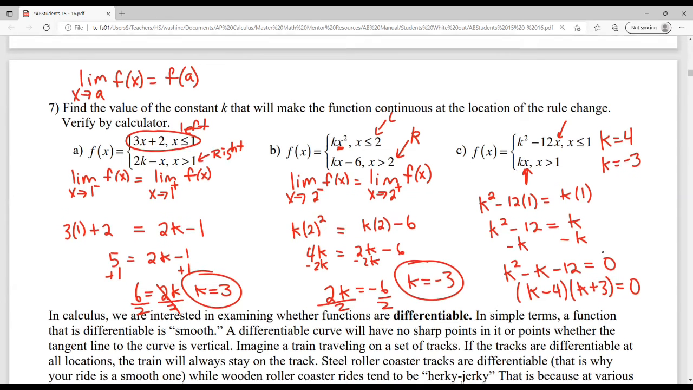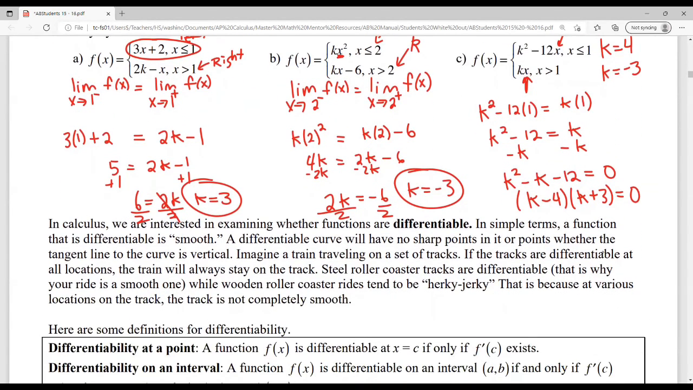That's going to do it for this video. In part 2 of this chapter, we will go over what it means to be differentiable. That's going to take this idea of the derivative into effect.